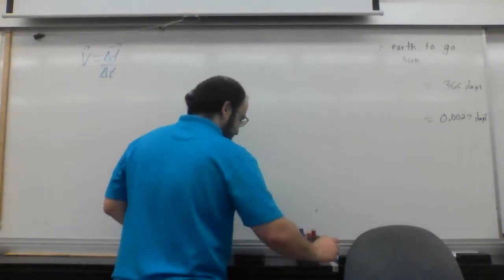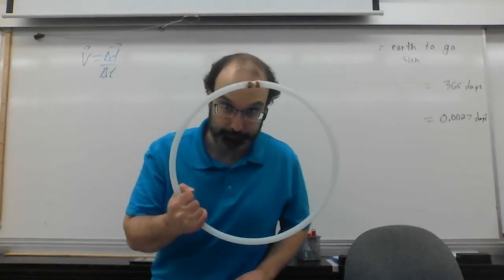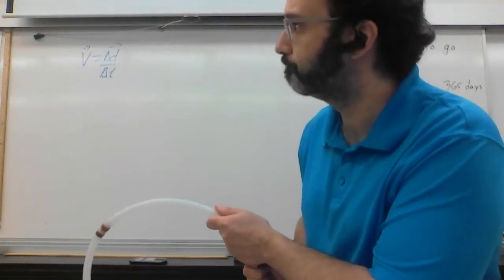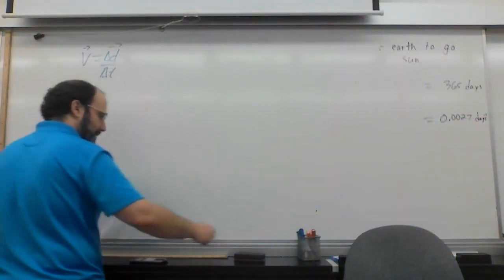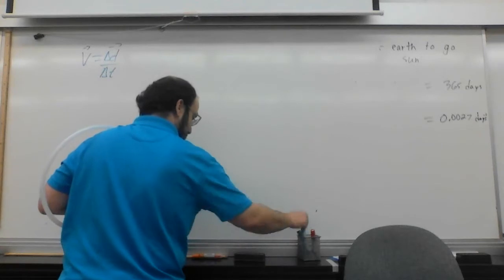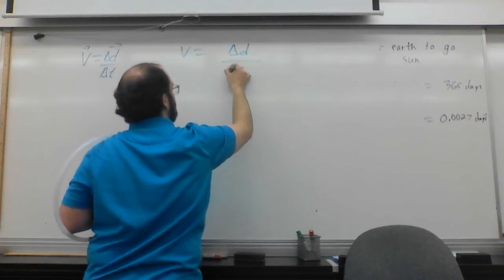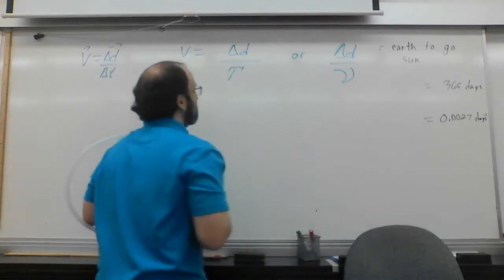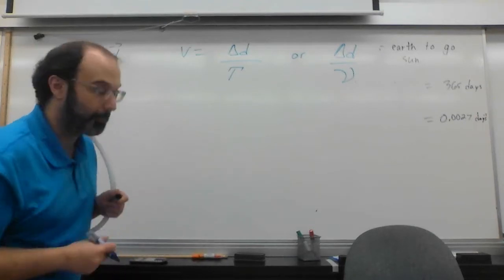Great. But we're dealing with a circle. So, what's time for a circle? We just did a video lesson about this. Time for a circle is, of course, period or frequency. So I could rewrite this equation as velocity equals delta d over period or delta d over frequency. Right? And that means the same thing. That's the time of a circle, and that's what we're dealing with, circle.